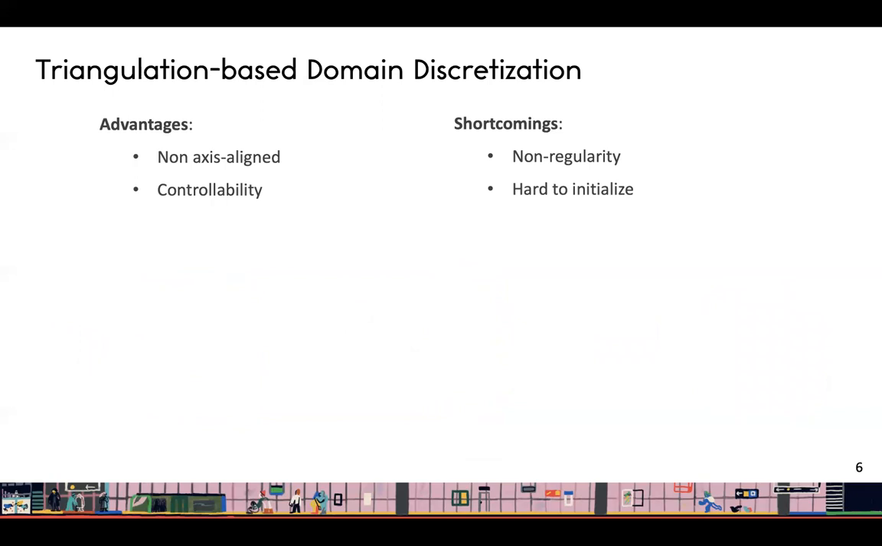The advantage is that it is not axis aligned, which means that it can be aligned to any local features, and it is easy to control by adding or removing vertices in the tetrahedralization. However, the shortcoming is that it is not regular, so badly shaped elements introduce artifacts into the final isosurfaces, and it does not benefit from a multigrid solver, which makes it slower than methods based on octree.